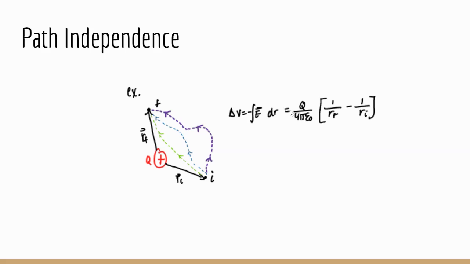Although we find the change in electric potential by taking the scalar product of the electric field vector at small displacements along the path and then summing them up, the actual path taken does not matter. Rather, only the initial and final positions affect the change in electric potential.